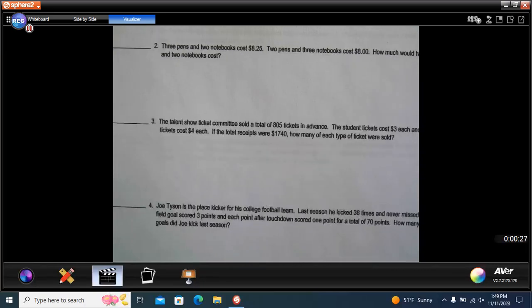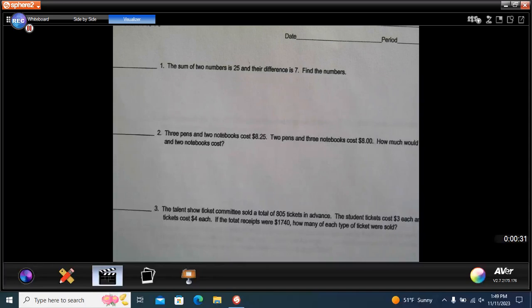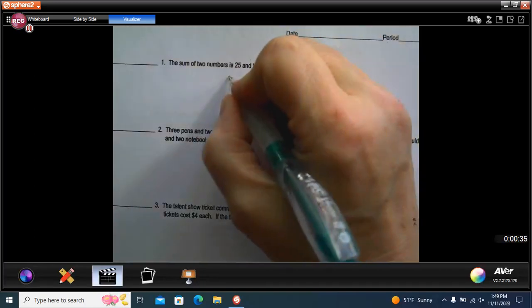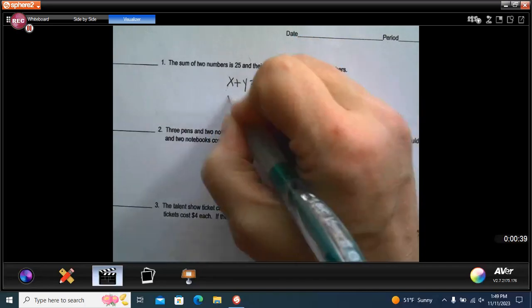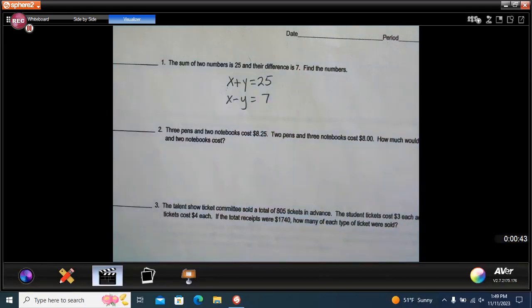So, number 1 here, the sum of two numbers is 25 and their difference is 7. So my two equations: x plus y equals 25, x minus y equals 7. And then you can see how you would solve that.